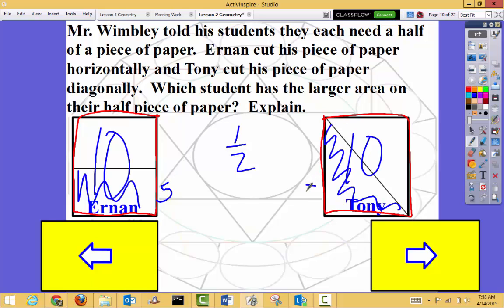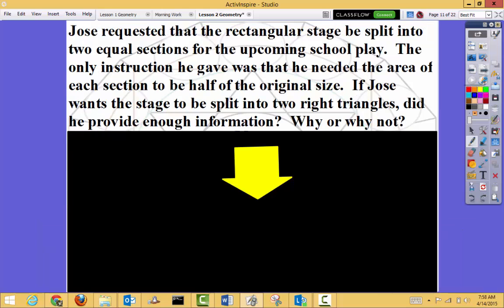Tony took half of 10, so it is 5. So they actually have the same area. Okay, so here is our next one.